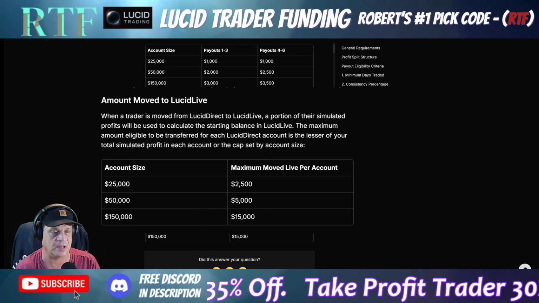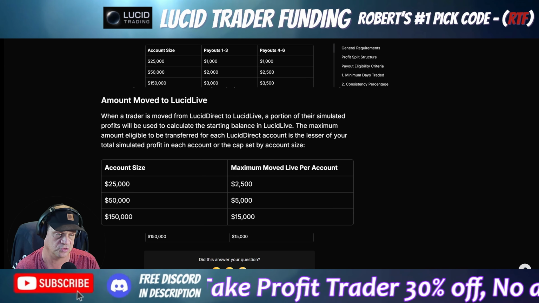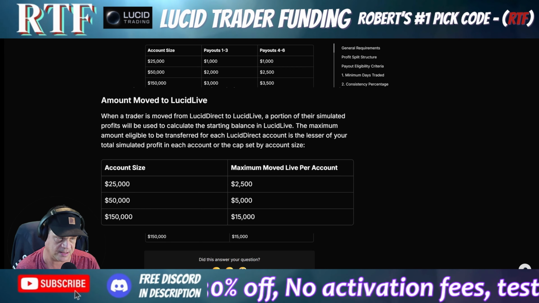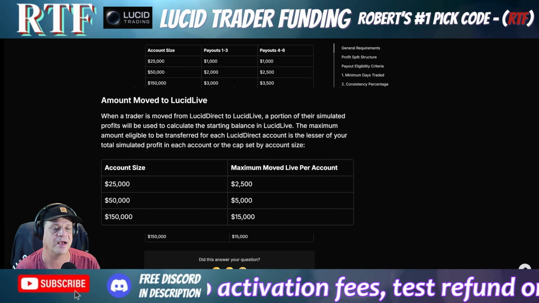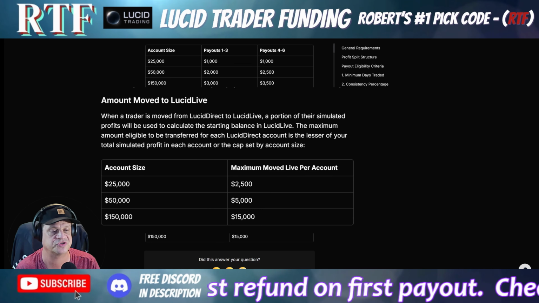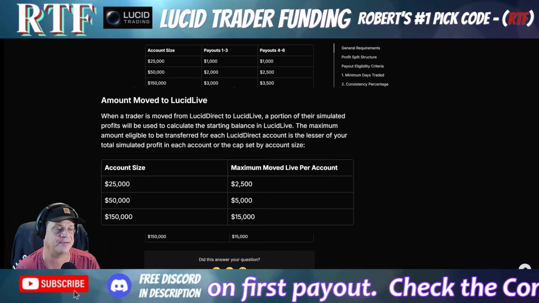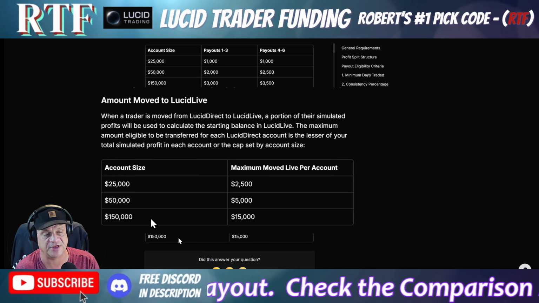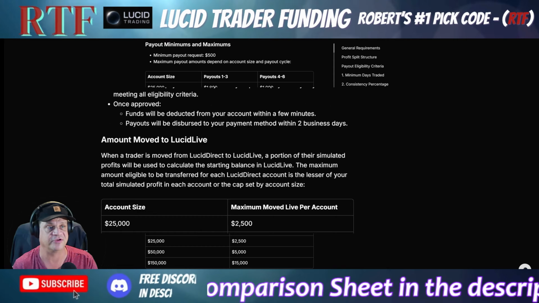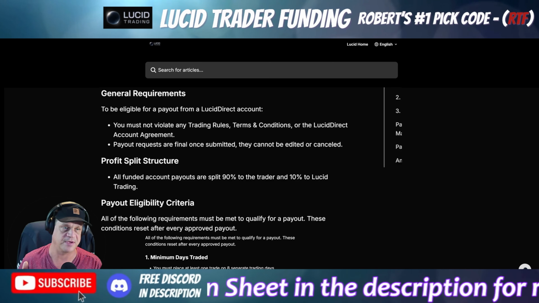And then the amount moved to live when a trader is moved from Lucid Direct to Lucid Live. A portion of their simulated profits will be used to calculate the starting balance in Lucid Live. The maximum amount eligible to be transferred for each Lucid Direct account is the lesser of your total simulated profit in each account, or the cap set by the account size. For the $50,000 account, the cap size is $5,000 to be moved to the live account if you get called up after taking 6 payouts.